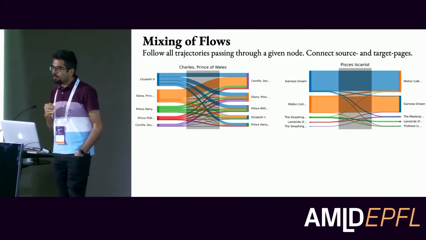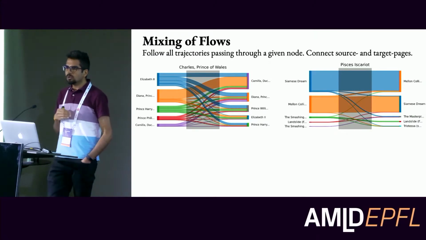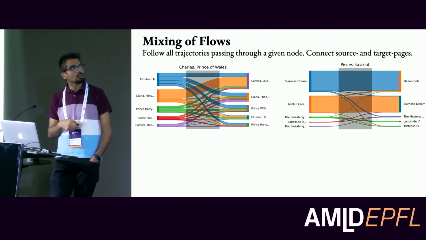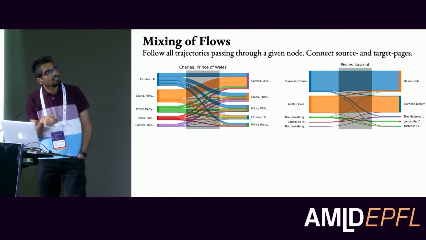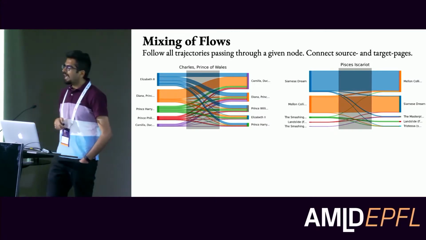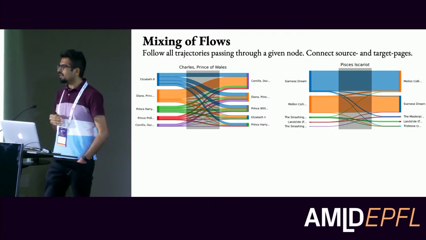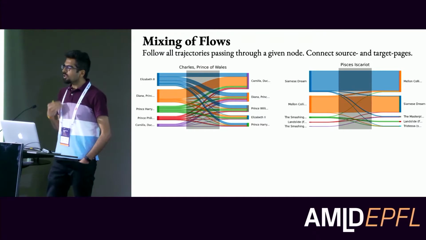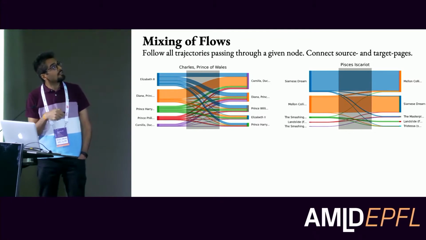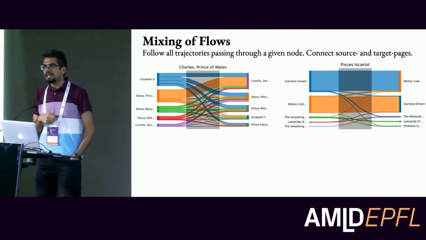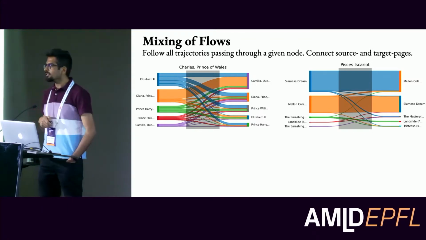So in this specific analysis, what we do is we look into all specific trajectories that pass through a given article, which can be considered as this article in the middle. And what we do is we connect the source and the target pages. And now we want to understand whether there exists any predictability, that is, if you have the knowledge of the source article, can you reliably predict what the target article is going to be?